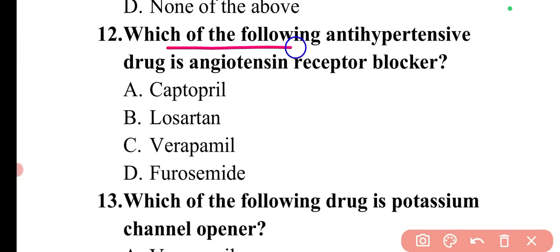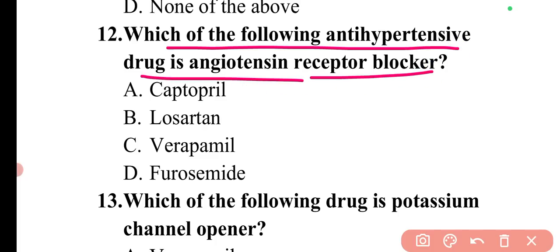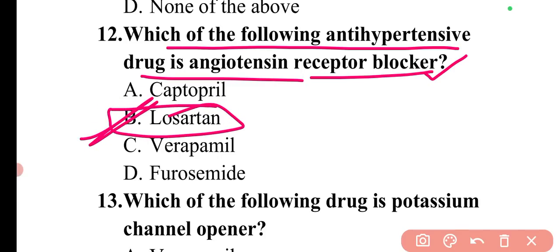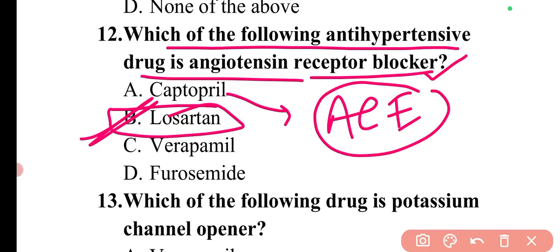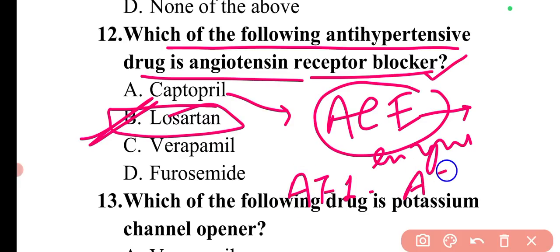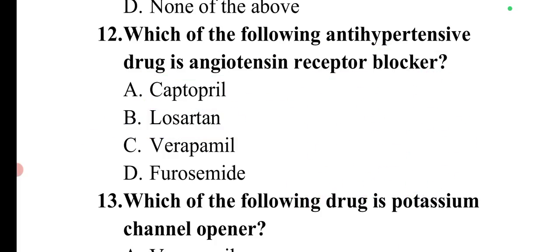The next question is, which of the following antihypertensive drugs is an angiotensin receptor blocker? So the angiotensin receptor blocker among these is losartan. So here option B will be the correct answer. If I talk about captopril, it is an ACE inhibitor. ACE is basically an enzyme which is involved in the conversion of angiotensin 1 to angiotensin 2. So this ACE enzyme is responsible for this conversion. So captopril basically inhibits this particular enzyme only.